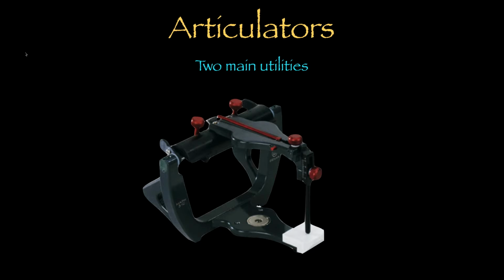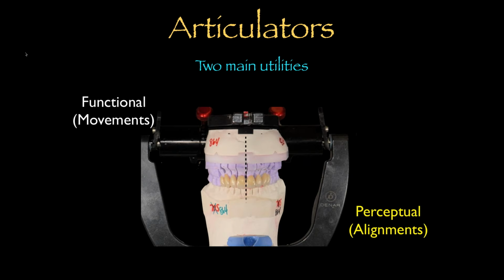But anyway, if we look at articulators, they really provide two main utilities to the technician. One, of course, is functional, which is involved in the movements of the mandible relative to the maxilla. The other is perceptual. It has to do with the alignments of the cases that we're doing, particularly anterior and smile line cases, to help us define the horizontal and vertical so we can produce smile design cases or anterior cases that have the right incisal plane to go well in the patient's mouth and to not be a failure, which is what we want. And a lot of this involves control and making sure that we keep this in the forefront at all times.